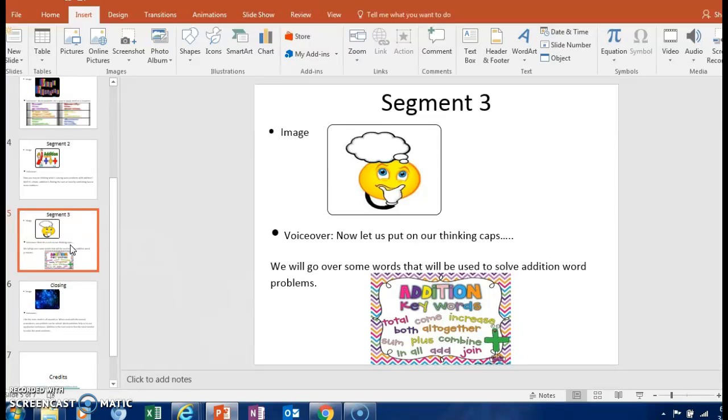Now let's get ready to put our thinking caps on, and we're going to go over words that will be used to solve addition word problems. When you think about adding, I want you to think about words like total, sum, plus, add, altogether, increase, and more. These are words that simply mean to add.